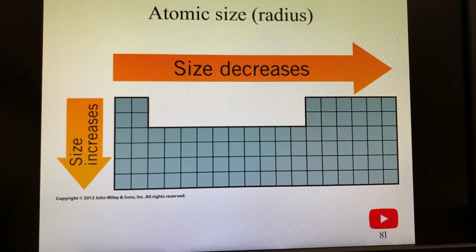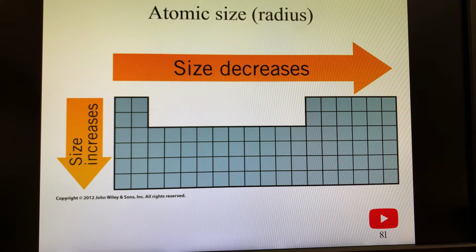The first trend we'll talk about that relies on electron configuration and effective nuclear charge is atomic size. The book uses the word atomic size. I prefer the word atomic radius because with size, you might think that something that is heavier will have a larger size, right? We're not talking about mass here. We're just talking about volume, radius.